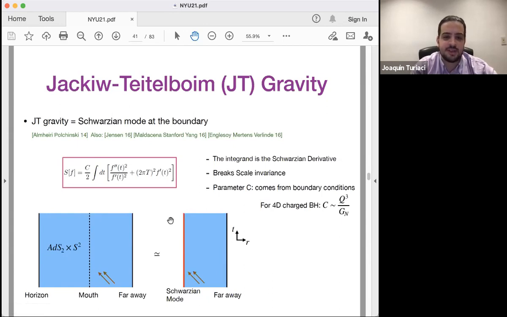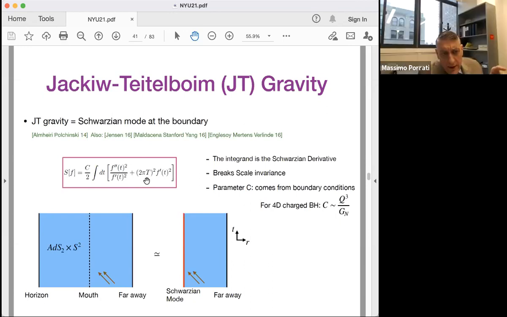And this is something that you can do exactly in JT gravity. That's why it's so simple. And this is the action. It depends on this function f of t, which you can think of as a soft hair mode, where you have some mismatch between the clock at the throat and the clock far away. And this mismatch between these two clocks is given by this function, and you need to integrate over it. That's one way to think about it. And it's called the Schwarzian.